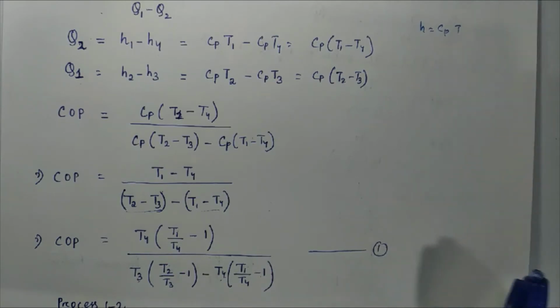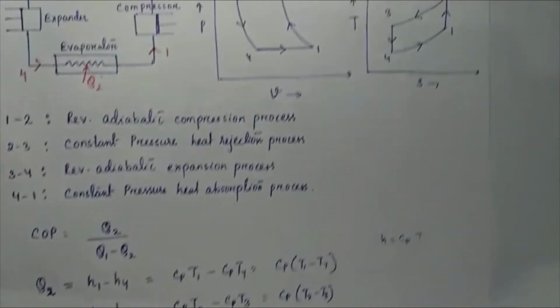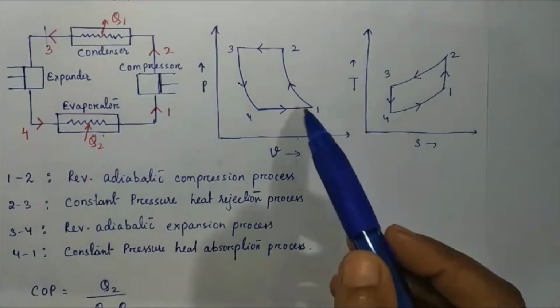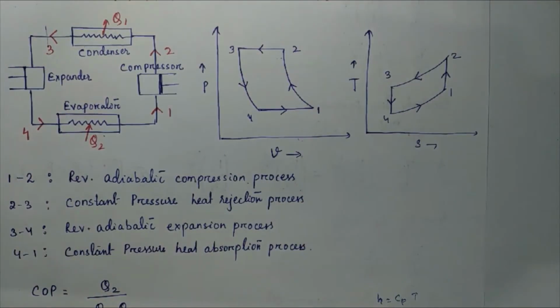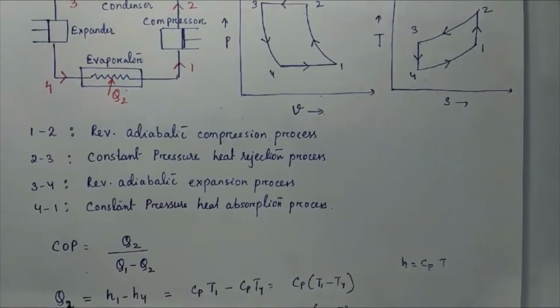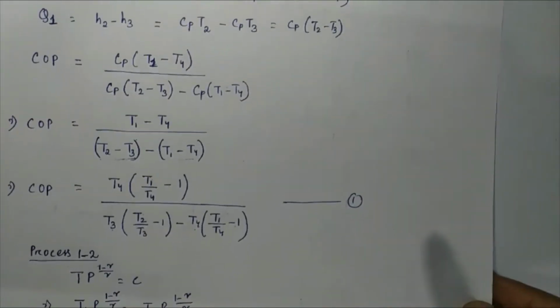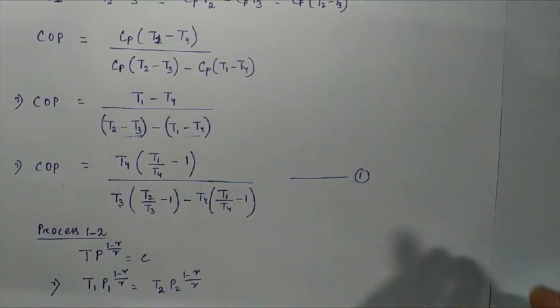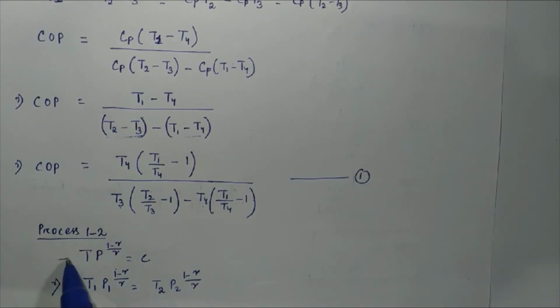Now let us consider the process 1 to 2. This process 1 to 2 is a reversible adiabatic compression process. As it is an adiabatic process, we can use the relation T p to the power (1 minus gamma) by gamma equal to constant. This is for an adiabatic process.